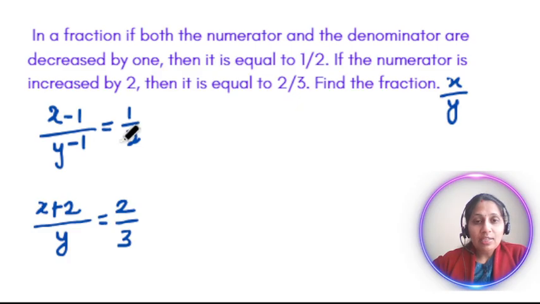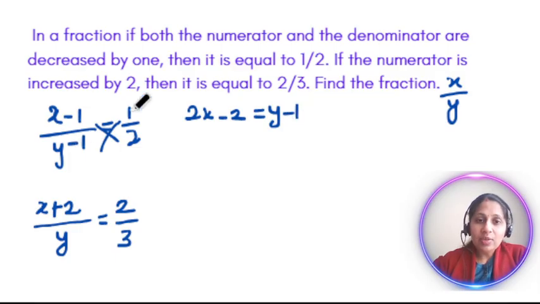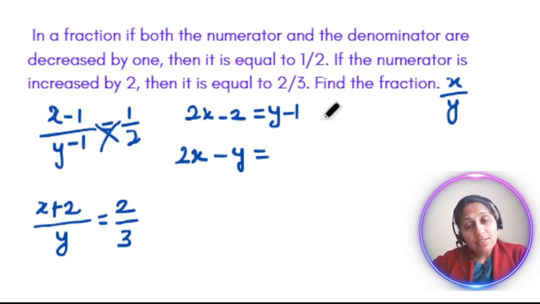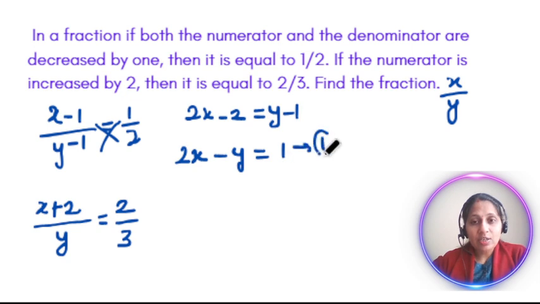So let's cross multiply this. So 2x minus 2 equals y minus 1. Y minus 1 into 1 is y minus 1 only. So rearrange, that is our first step, right? Rearrange so that I get my x term first and then my y term. Y comes to this side, it becomes minus y, which is equal to 2 goes to the other side, so plus 2, the answer is 1. Plus 2 minus 1 is 1, right? So this is your first equation: 2x minus y equals 1.